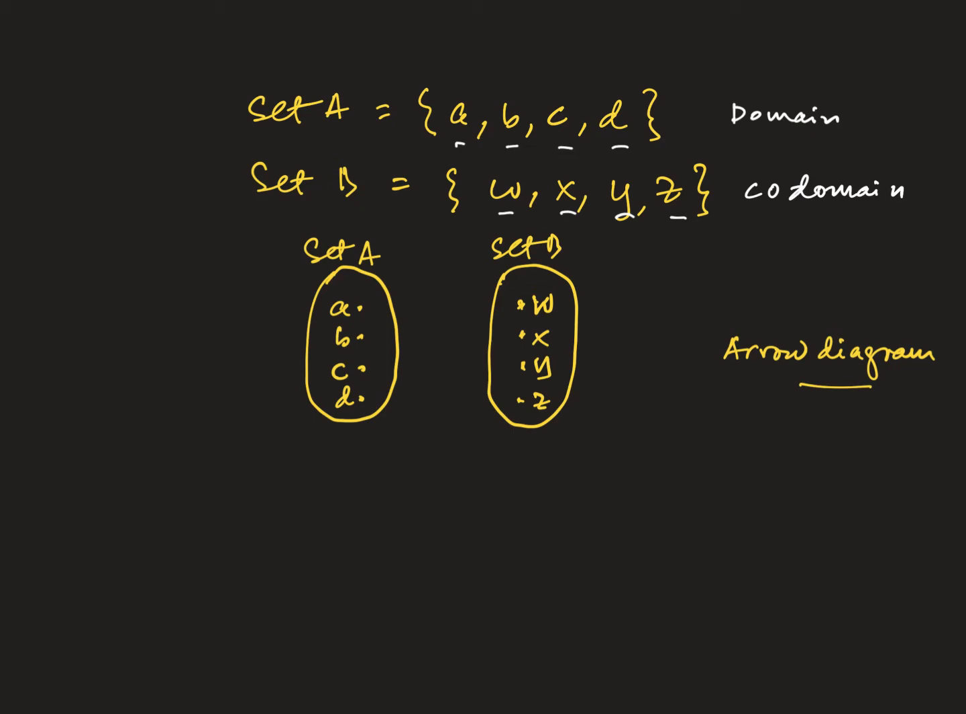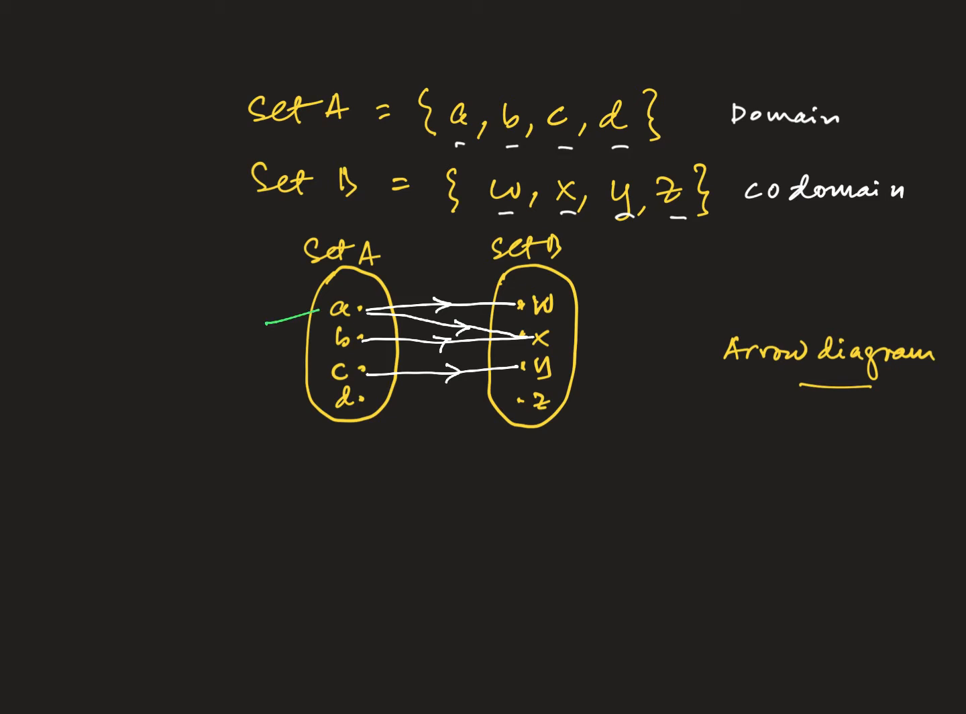We can use the arrow diagram to indicate the relation between set A and set B. Take for example this one: A is related to W in set B, and A is also related to X in set B, and we can use the arrow to indicate that. B is related to X, and C is related to Y.